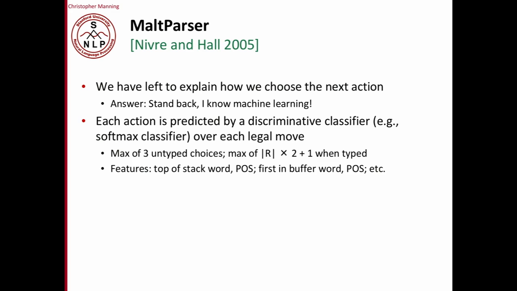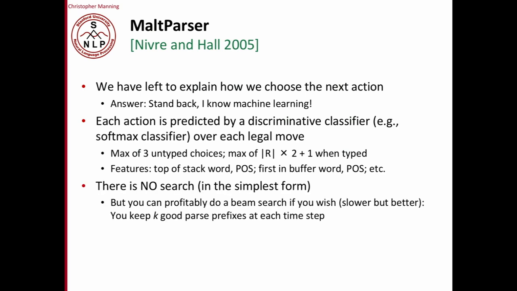If we're also wanting to put labels on the dependencies and we have R different labels, there are then 2R plus 1 actions, because you have left arc subject or left arc object or something like that. But anyway, there's a set of actions, and so you're going to build a classifier with machine learning somehow, which will predict the right action. And Joachim Nivre showed the slightly surprising fact that actually you could predict the correct action to take with high accuracy. So in the simplest version of this, there's absolutely no search.